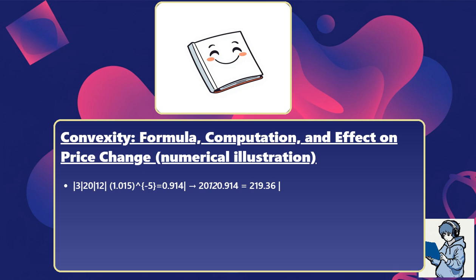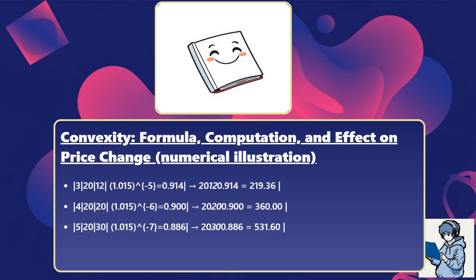For T equals 3, cash flow is 20, T times T plus 1 is 12. Discount factor 1.015 to the negative 5 is 0.914. Contribution 20 times 12 times 0.914 equals 219.36. For T equals 4, cash flow is 20, T times T plus 1 is 20. Discount factor 1.015 to the negative 6 is 0.900. Contribution 20 times 20 times 0.900 equals 360.00. For T equals 5, cash flow is 20, T times T plus 1 is 30.